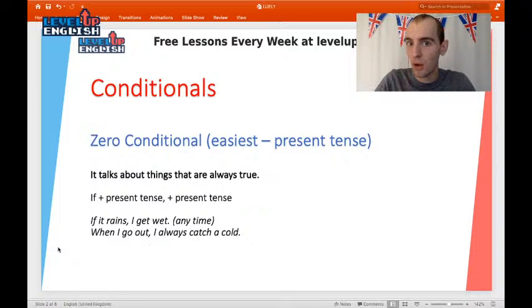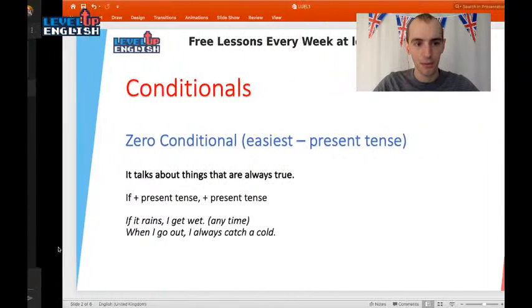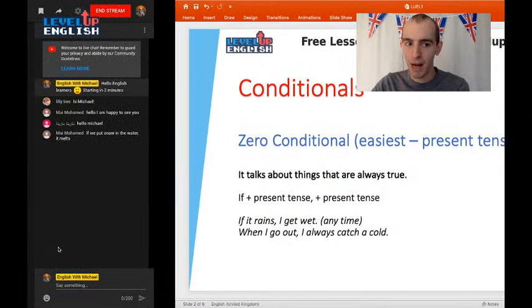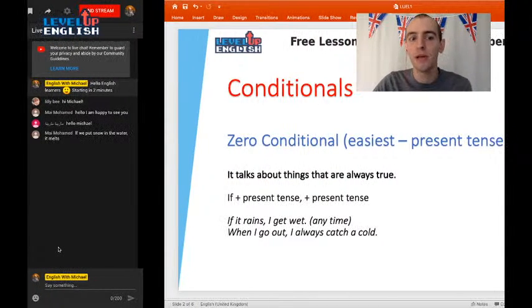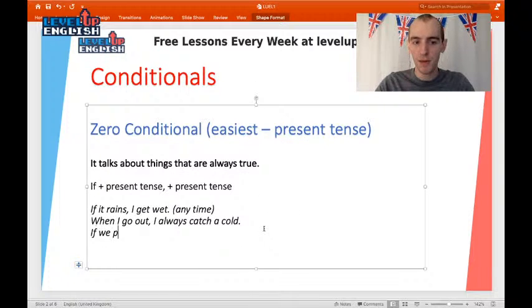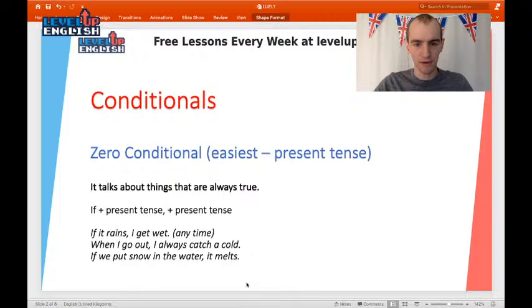So now we're going to move on from zero conditional, but leave your example comments in the chat, and I'll have a quick look. I can see we've got one from My Mohammed, and they said, if we put snow in the water, it melts. That's perfect. Well done. I can write that one here too. If we put snow in the water, it melts. Yeah, definitely. I'm hoping we have snow this year. That would be nice. Yeah, very good example.